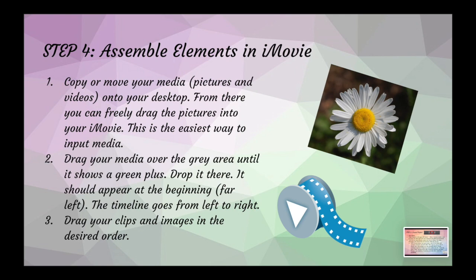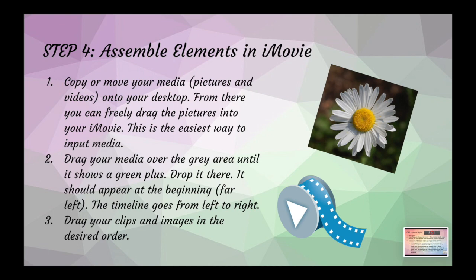So, all right, step 4 is assembling the elements. So you're going to copy or move your media, the pictures and videos, onto your desktop. You can do this by emailing it to yourself if you filmed on your phone, for example, and then downloading it, something like that. From there, you can drag the pictures and videos into your iMovie, which is one of the easiest ways. You can also click the down arrow in the upper left corner of the screen, and I will, at the end, have a screenshot where these specific parts I'm mentioning are.